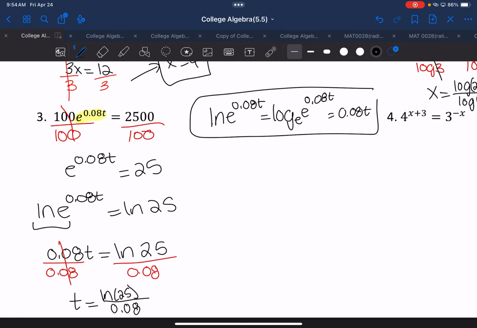But if I put this in my calculator, I'm going to type ln 25 and close my parentheses, and then divide it by 0.08. And this would be approximately equal to 40.2 if I rounded it to the nearest tenth. 40.2, yep.